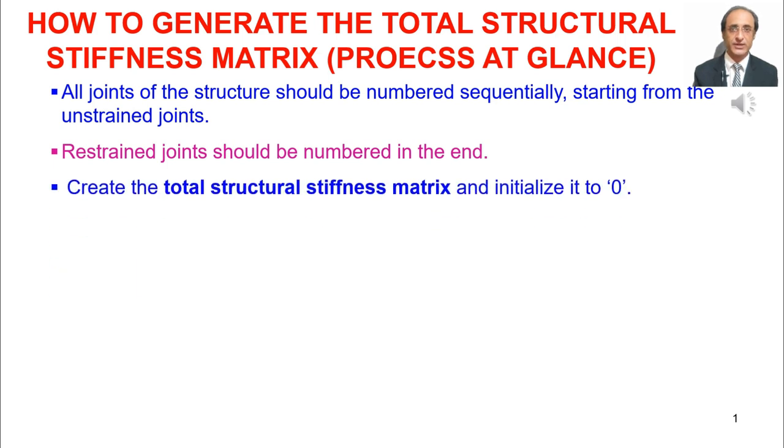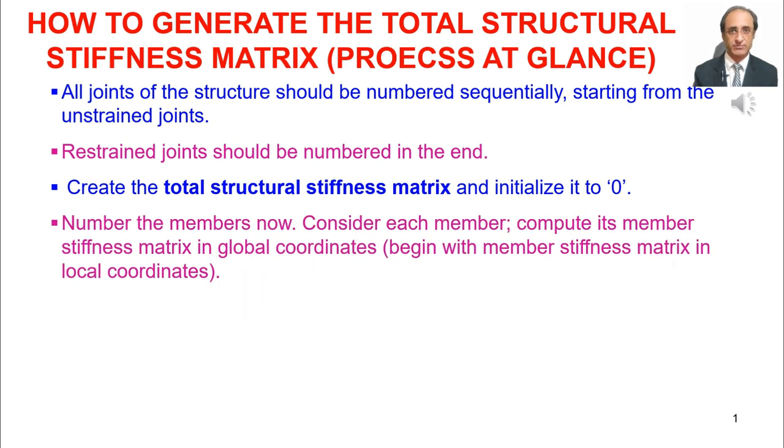Next, because now we know all the numbers of the joints, we can create the total structural stiffness matrix because we know its size. So we just create the matrix and initialize all the elements to 0. Then we have to form a recursive loop involving all the members. One by one we consider each member, we compute its member stiffness matrix in global coordinates. How do we do that?